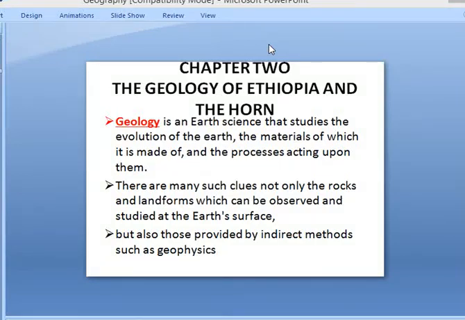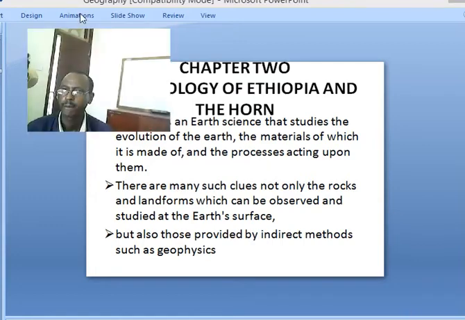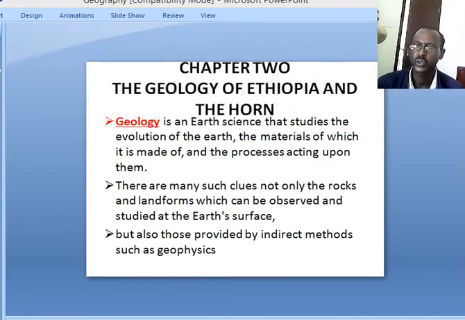Okay, class, now let's go to chapter 2, which is about the geology of Ethiopia and the Horn. So it begins from the definition. What is geology? Geology is an earth science that studies the evolution of the earth, the materials which it is made of, and the processes acting upon them. So it's a broad concept.